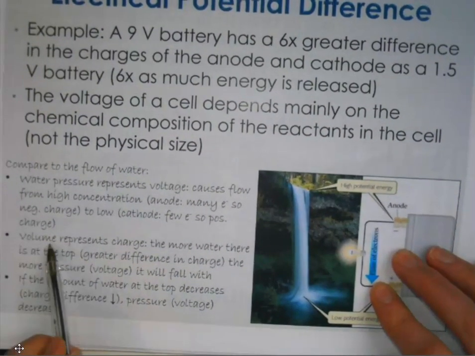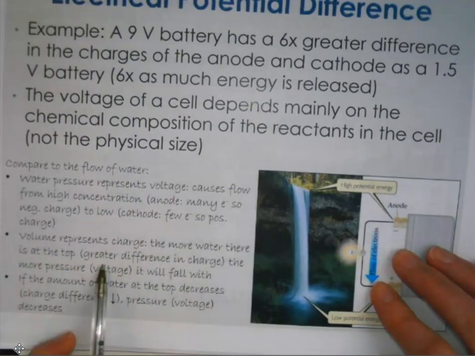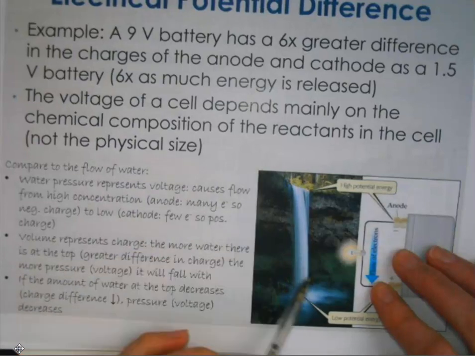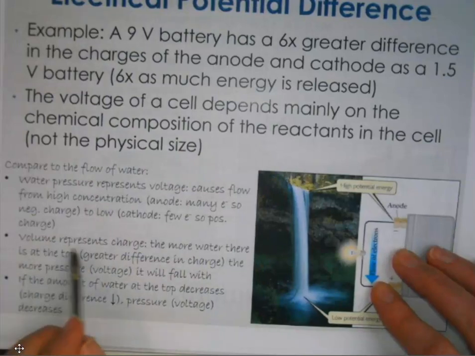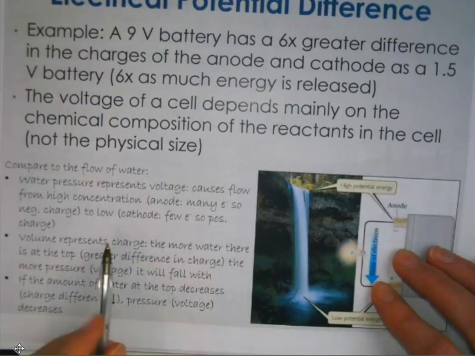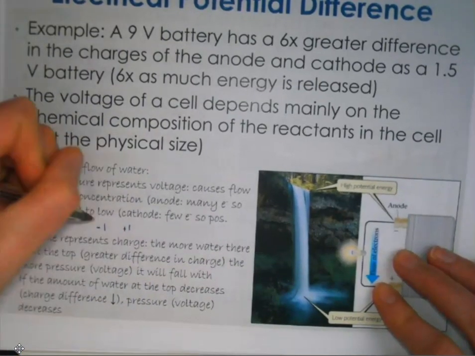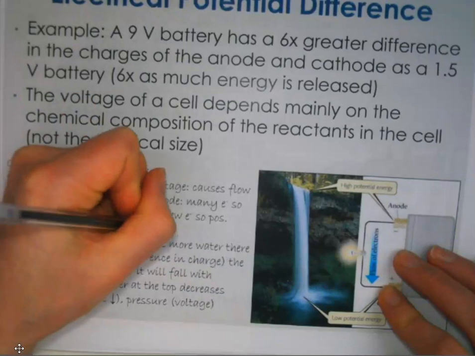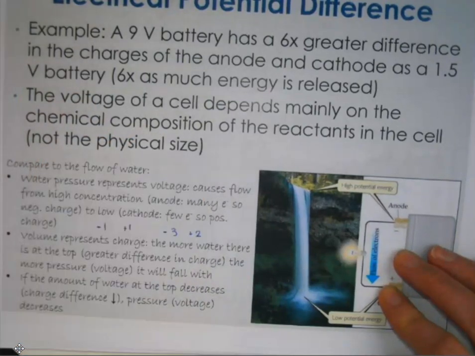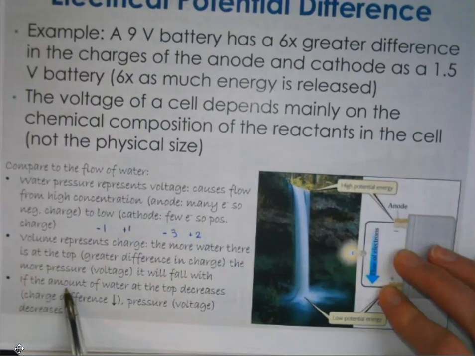Okay, so the volume represents the charge. The more water there is at the top, the more pressure it's going to fall with, versus if there's just a little trickle of water. So essentially the volume is representing how much charge there is. If you have -1 and +1, there's going to be less difference in charge than if you had, say, -3 and +2, for example. There's more of a charge, so the difference, which is the voltage, is going to be increased.